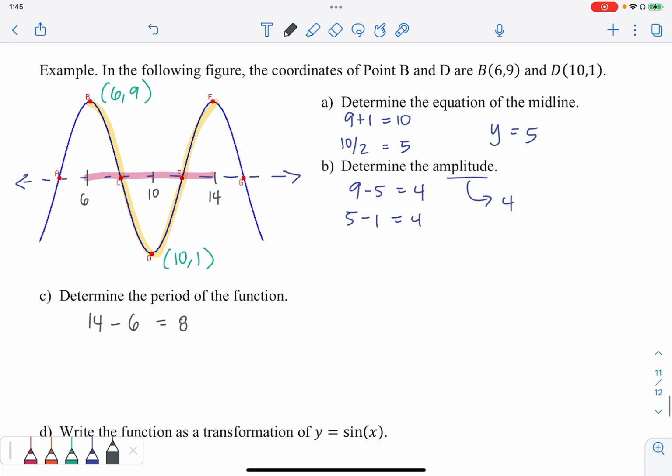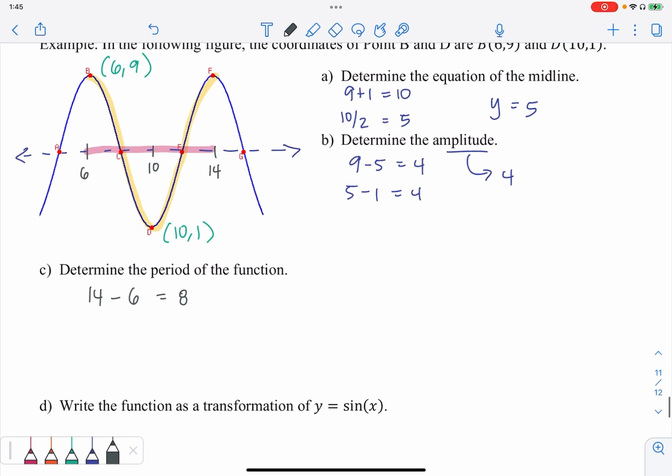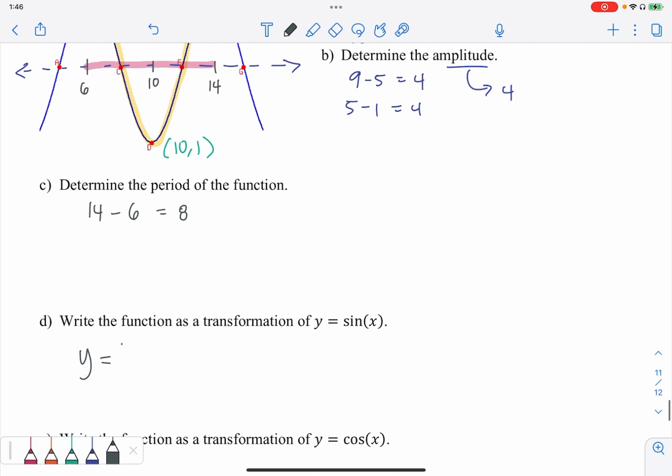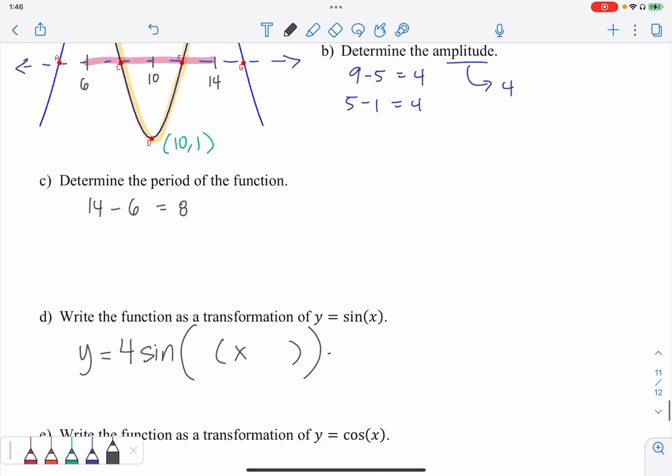Okay, great. So now I can write the function. It says write it as a sine function. Now again, sine and cosine are really the same wave, but shifted. So I can write the function as a transformation of sine or cosine. So how would I do it for sine? Well, first, let's get in the amplitude. Amplitude is 4. So 4 sine. And then I'm going to set it up with the midline, plus 5.